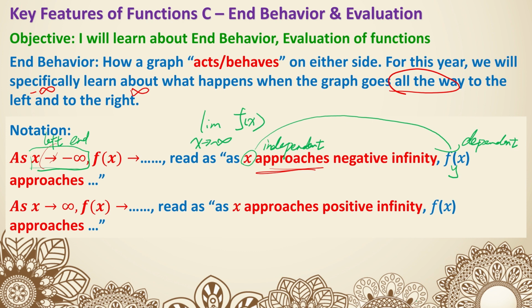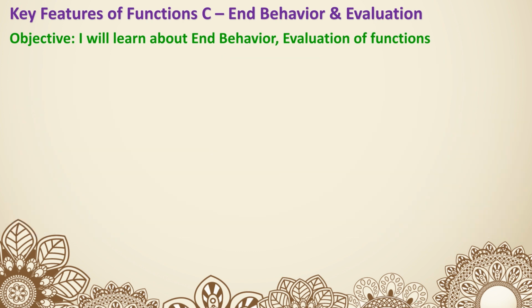So that means for our graph, we're going to look at the left side first. I'm going to see what is happening with the y. Afterwards, we're going to look on the right end and then also see what is happening with the y. That's end behavior. Now let's have a look at some examples.